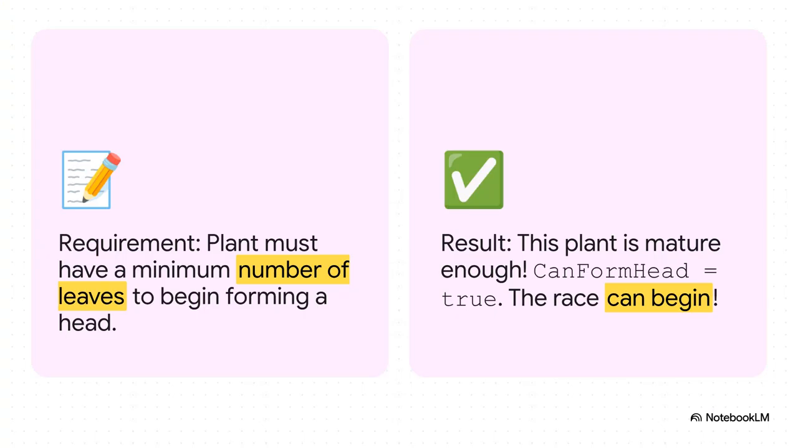Okay, so to even start this race, the plant has to pass a critical check. Does it have enough leaves to even think about forming a head? The requirement here is 12 leaves. Our plant has 13, so the model flags can form head as true, and the race is officially on.